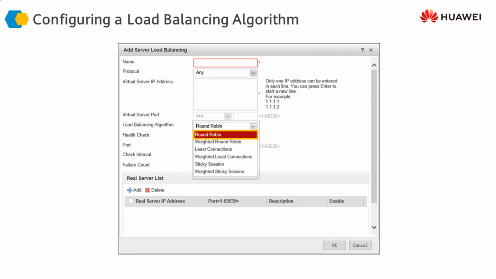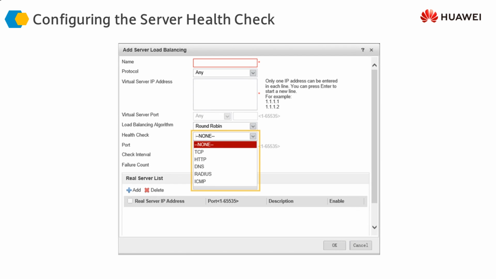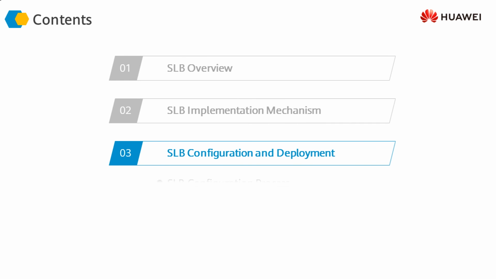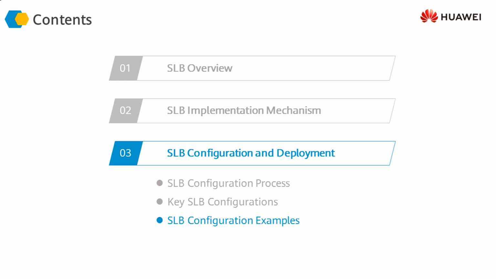This is an example of how we add the load balancing algorithm, and this is how we add the health check, whether we want to enable TCP, HTTP, DNS, RADIUS, or ICMP health check. So this is how we configure server load balancing, or SLB, in the graphic user interface. It's easier to understand the configuration in the command line interface, but it's easier to do the configuration in the graphic user interface. So this was all about server load balancing on the firewall.